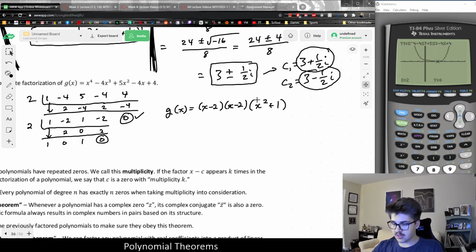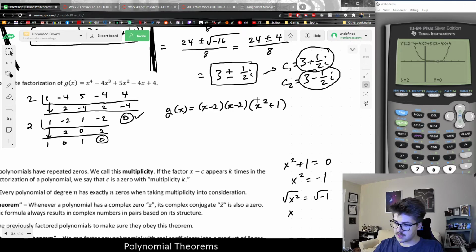Where I could use a quadratic formula, but actually an even easier way to do this one is I could set it equal to 0 and solve. If I subtract 1 from both sides, I get x squared is equal to -1. And applying the square root property, I'll get the square root of x squared is equal to the square root of -1. That is, of course, the imaginary unit.